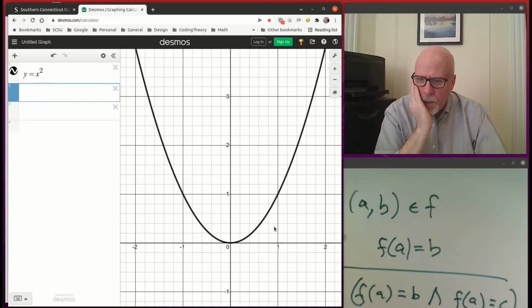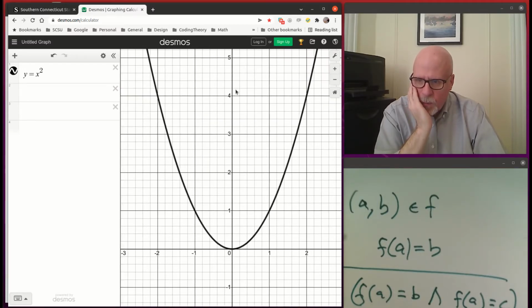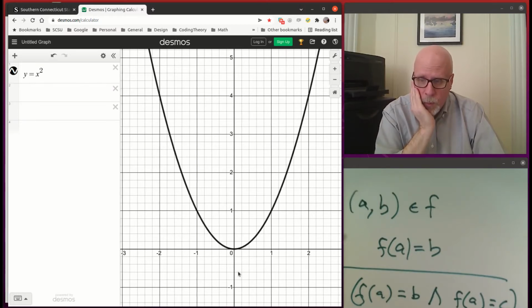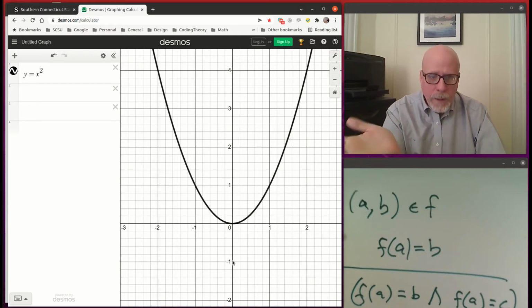Oh, I see. Well, if I change the scale, I can get something that has a nice value. 4. 4 has -2 goes to it, but also +2 goes to it. So it's 2-to-1 there. In fact, most places it's 2-to-1. There's one place right at the origin where it's 1-to-1. Exactly one input goes to that output of 0. And there's places where it's nothing to 1. There aren't any numbers that give you negative values when you square them, if we're in the reals.